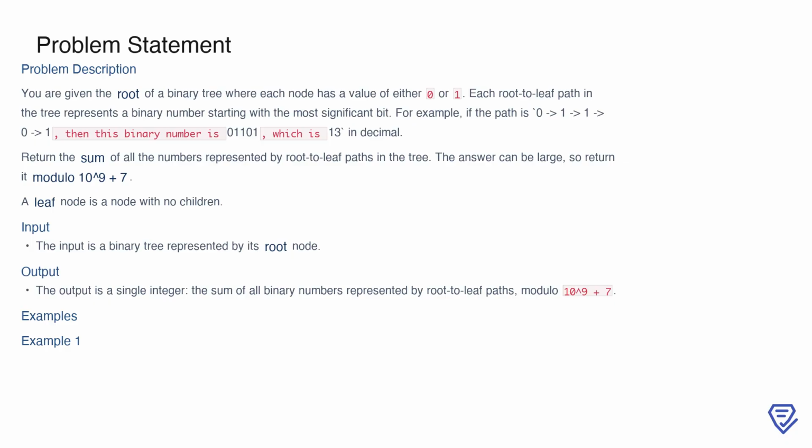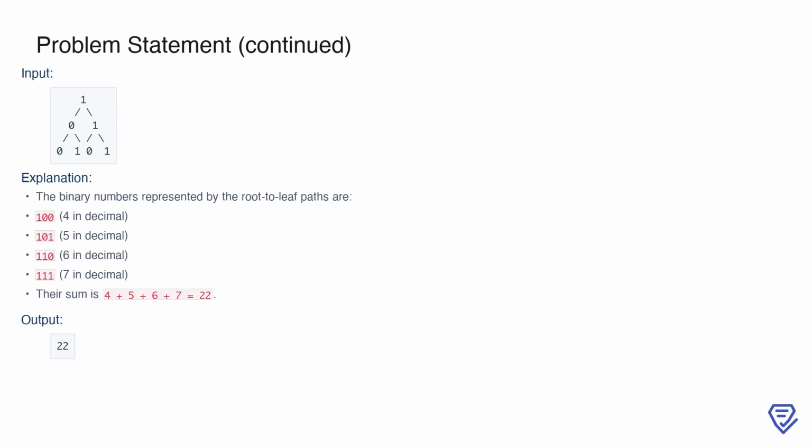Since the sum can become very large, we need to return the result modulo 10^9 plus 7. A leaf node, in this context, is simply a node that does not have any children. The input to our function will be the binary tree itself, provided through its root node, and the output is a single integer representing the calculated sum. Let's look at an example to understand this problem better.